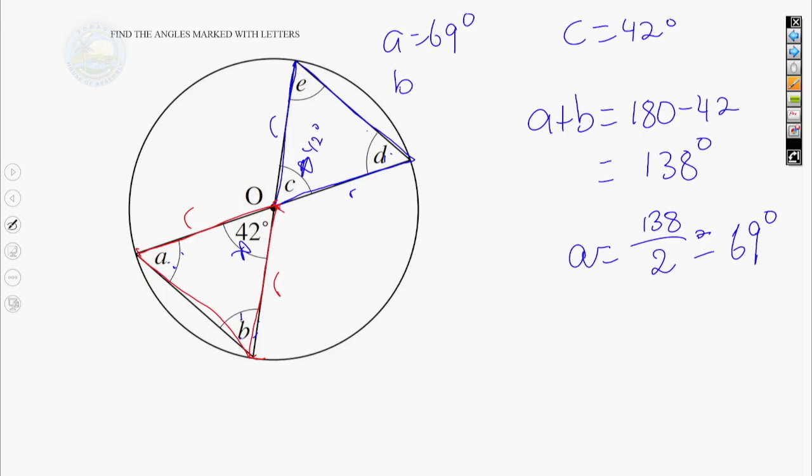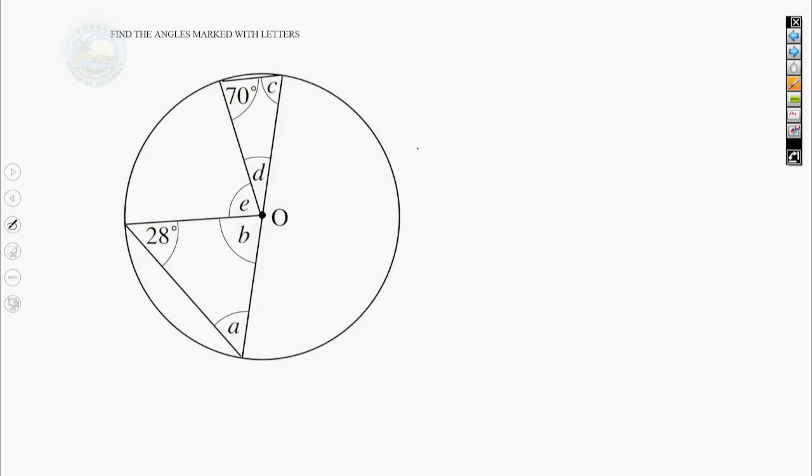B will be 69 degrees, and why? Because base angles of an isosceles triangle are equal. And similarly, E will be 69 degrees, and D will be 69 degrees. Why? For the same reason. The base angles of an isosceles triangle are equal. See, mathematics isn't hard. It just requires practice. But we will get there.